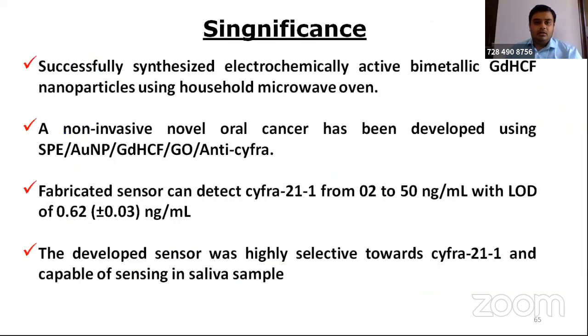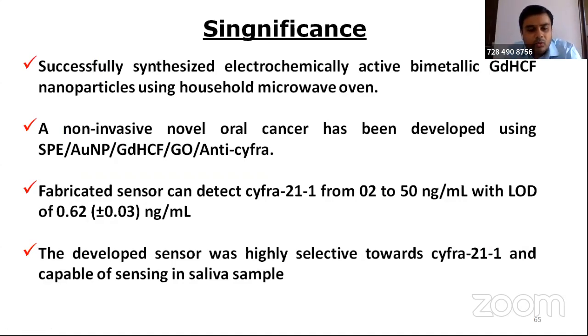Okay. So this is the significance of this kind of nano-based sensor system. It has a very wide dynamic range. It is in the clinical range, basically from 2 to 50 nanogram per ml. It's a clinically relevant range, and the LOD is 0.6 nanogram per ml, right? So this is the end of the significance of this kind of thing.